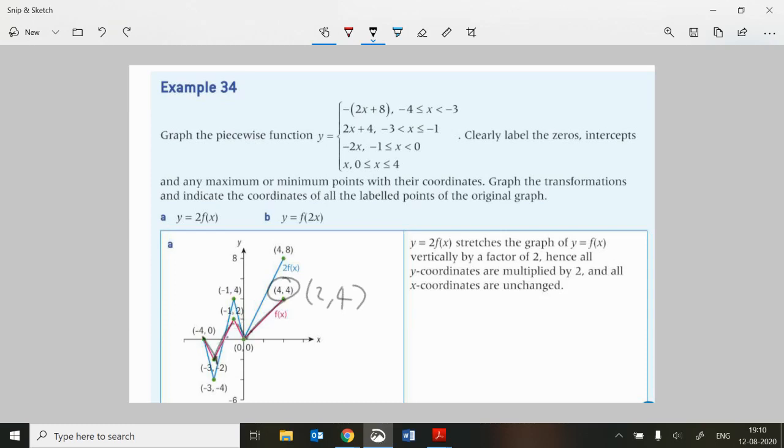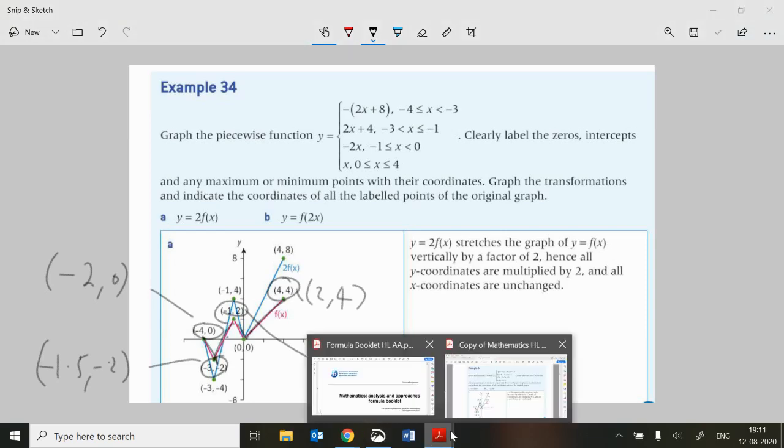The point (-1, 2) is going to be (-0.5, 2), and this point here, (-3, -2), is going to become the point (-1.5, -2). And this point is going to go twice as close in as well, so that's going to become the point (-2, 0) for this one. Okay, now so everything's going to be squashed in.